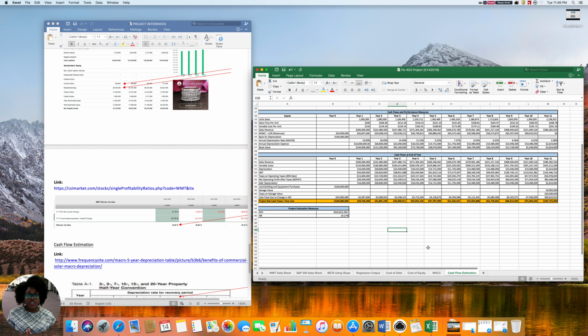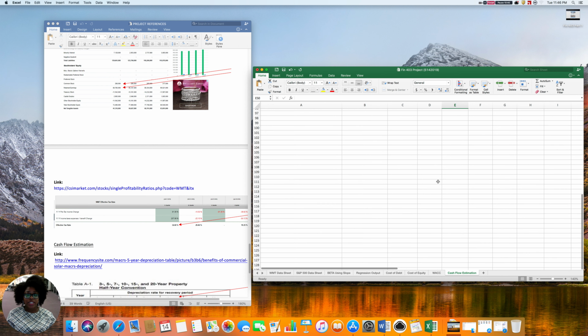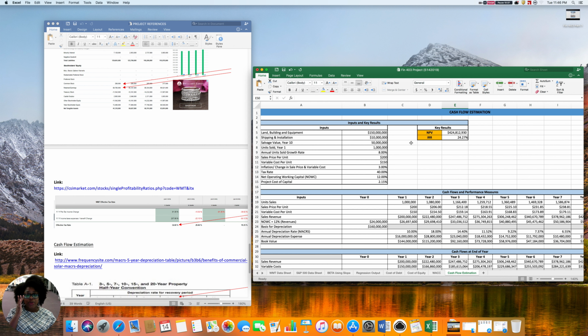Okay, so let's go to our cash flow estimations. On our cash flow estimations, these were my results, the NPV and the IRR, but here's how I got it. So in the scenario, it was saying that we have land, building, equipment, that's $150 million. And then we have the shipping, which is $10 million. And then we have the salvage value at the end, what they're going to basically sell it for, which is $15 million. And then the units sold and the growth rate and all the information, all the inputs are here.